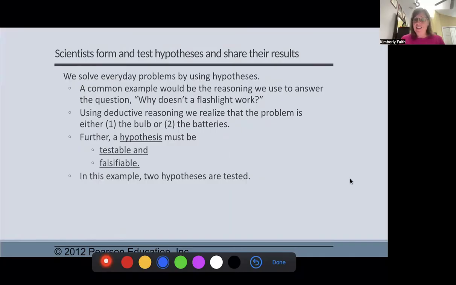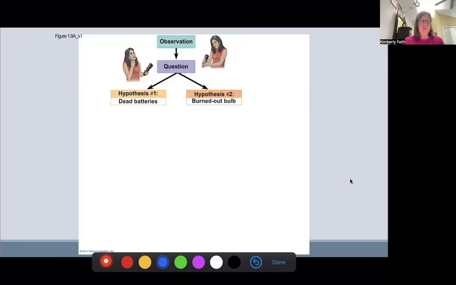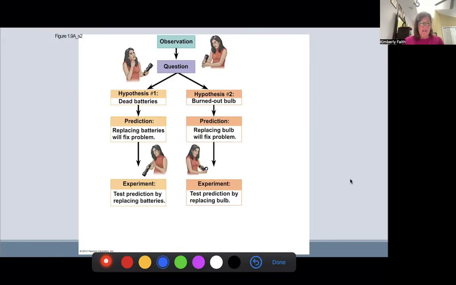Now, a hypothesis has to have two components. It has to be testable. It has to be something you can test, set up an experiment and test it. And falsifiable, meaning that it is able to potentially be proven wrong. So here's our observation. We ask questions. We come up with two possible hypotheses: the batteries can be dead or the light bulb can be burnt out.